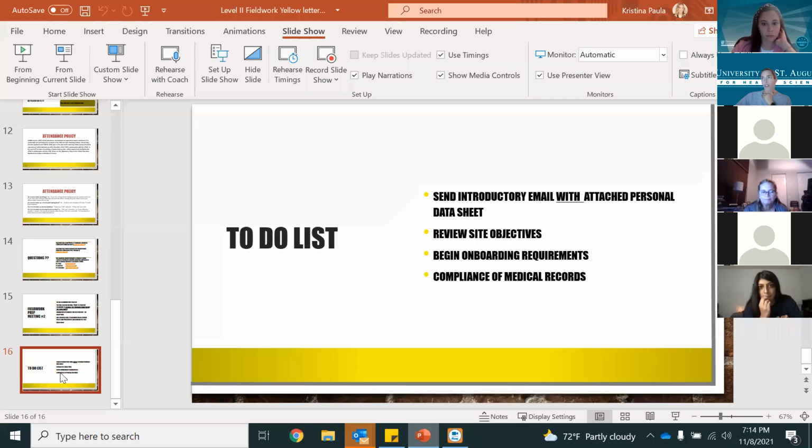And then lastly, so you have a to-do list. I made it real clear so you could just write this all down. Leaving this meeting, you are going to focus this week on sending your introductory email with the attached personal data sheet by Friday, okay? When you send the introductory email, you're going to CC Ms. Thomas and also your AFWC. You can CC myself and Dr. Bertrand, depending if you're residential or flex, right? Review your site objectives. Print them out and already have them on you. If you don't have them, you're going to email myself and Dr. Bertrand. Begin the onboarding requirements.